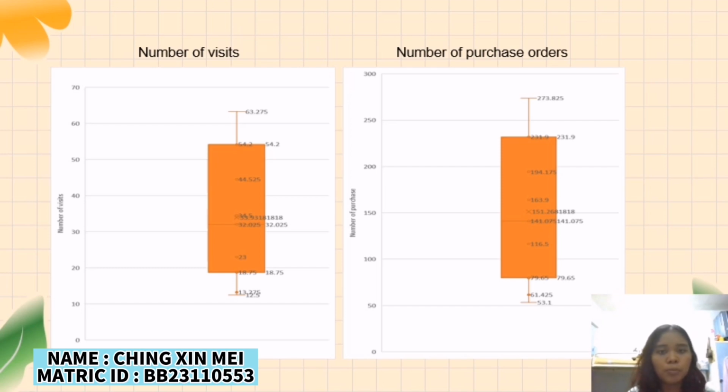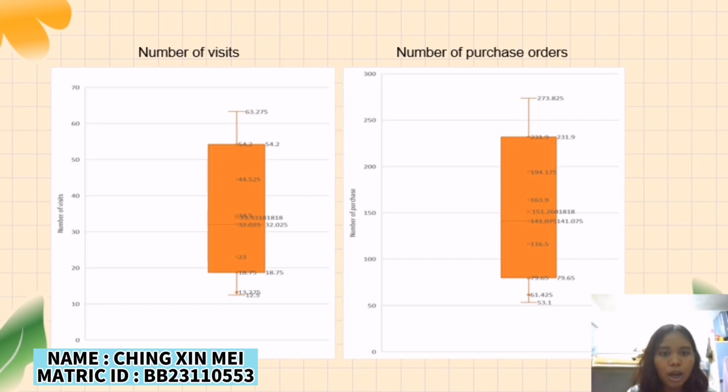Moreover, in both box plots, for the number of visits and the number of purchase orders, the right whisker's maximum point is longer than the left whisker, and the median is closer to the left side of the box. The data is skewed to the right, indicating that there are a few e-commerce websites with exceptionally high numbers of visits and purchase orders. This suggests a positively skewed distribution.